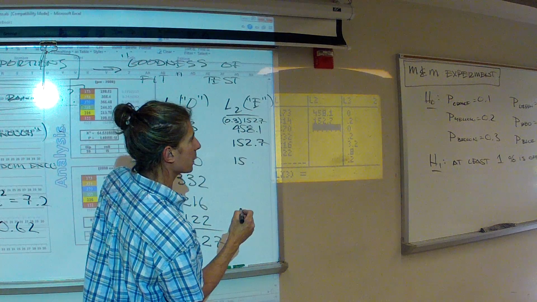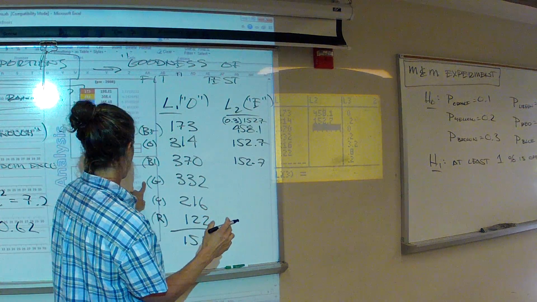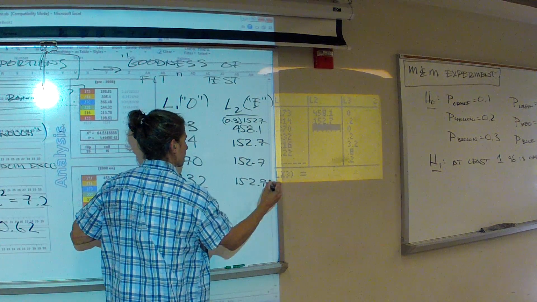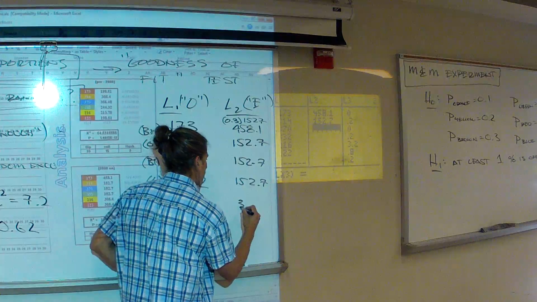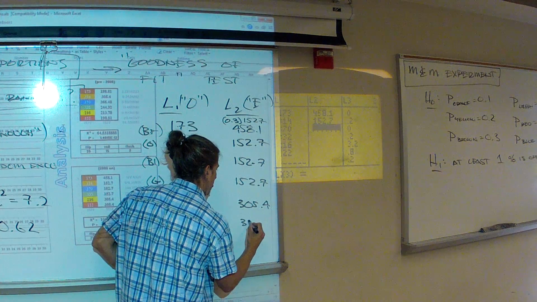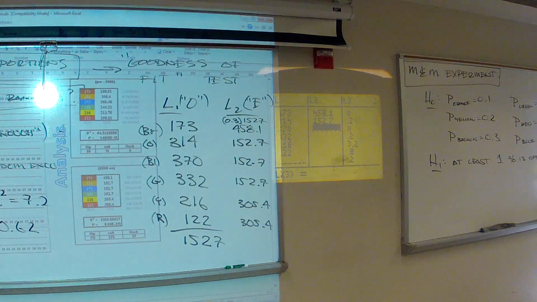Blue is also 10, right? Yeah, 152.7. And the one else is 10. Green, 152.7. And the other ones should be double that, I think. 305.4. Thank you. 305.4. And that's what you're expecting.